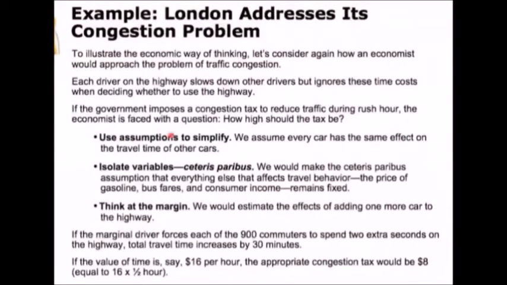Now, we're also going to isolate the variables we're looking at. We make the ceteris paribus assumption that everything else that affects travel behavior, and there are lots of things that are going to affect travel behavior, like the price of gasoline, bus fares, consumer income, is held fixed. All of these things are going to affect traffic congestion and travel behavior. But if I were to look at both the effect of one car entering the freeway and price of gasoline, bus fare, and consumer income, the analysis would get too cumbersome and too hard to tease out the effect of the one driver. So we're going to assume that all these things remain fixed. So we make an assumption to simplify the world.